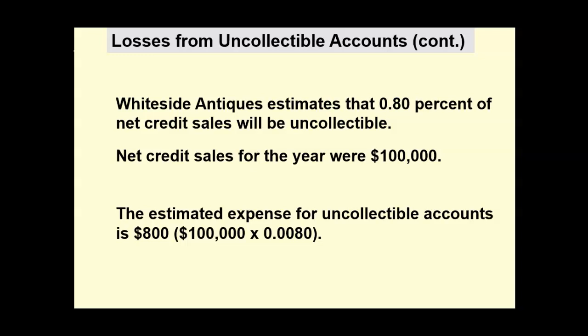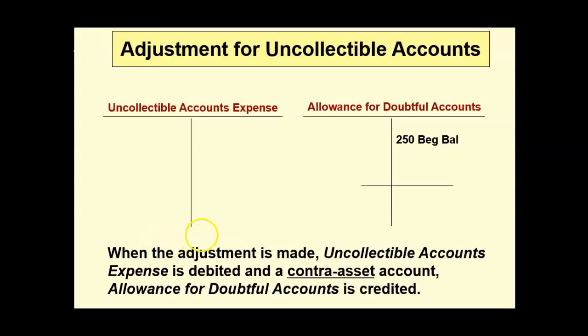This means that for this year, we're going to estimate that $800 of our net credit sales are going to become uncollectible. So we now have to make an adjusting entry, a journal entry. We have another new account title called the allowance for doubtful accounts. This account is a contra asset account. The word contra means opposite or against. This account is used to show that portion of our accounts receivable that we expect to become uncollectible.